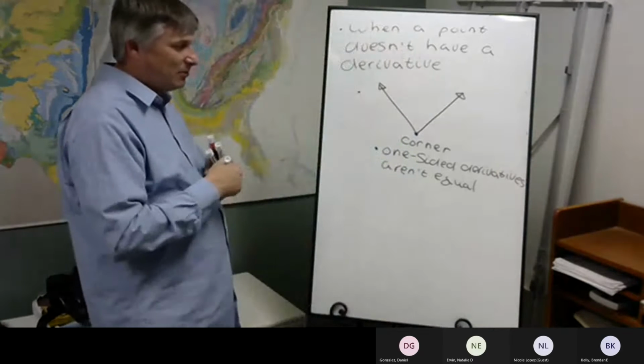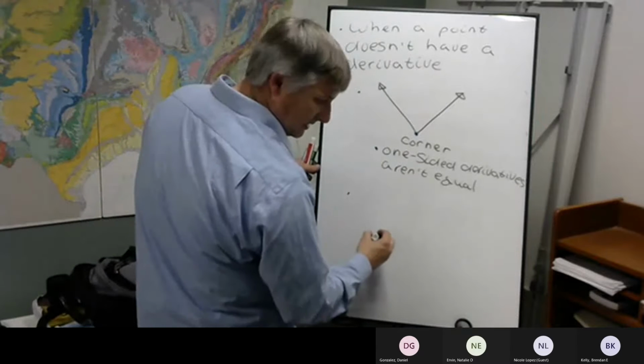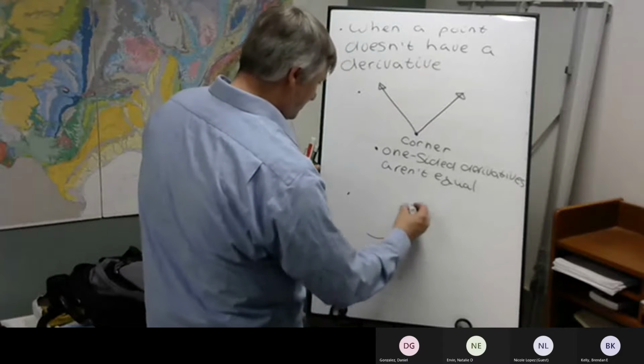So the other kind of point where they don't work is called a cusp.